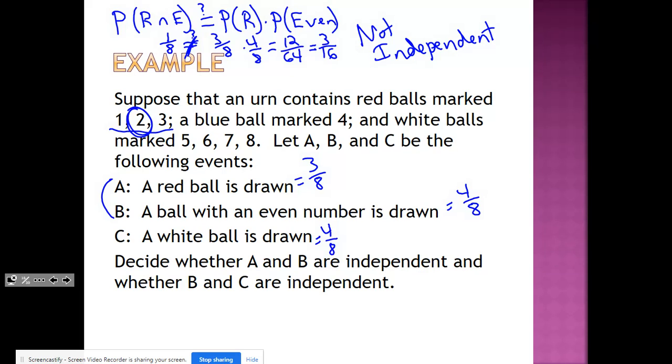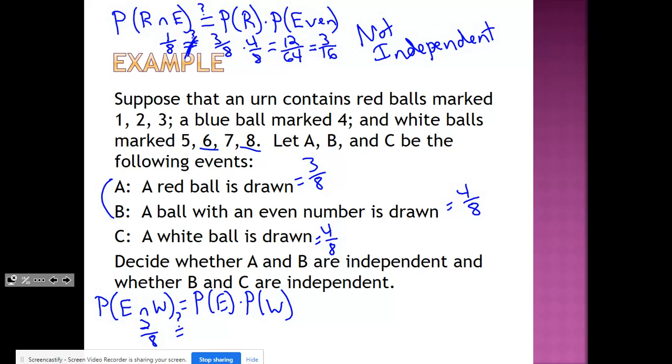Okay. So now checking, are B and C independent? You can probably guess what the answer is going to be here, but we'll go ahead and show it. We need to see if the probability of even intersect white is the same as the probability of even times the probability of white. So, probability of drawing an even white ball. There's 2 of those, right? 2 even whites. So 2 out of 8. There's 8 to choose from total.